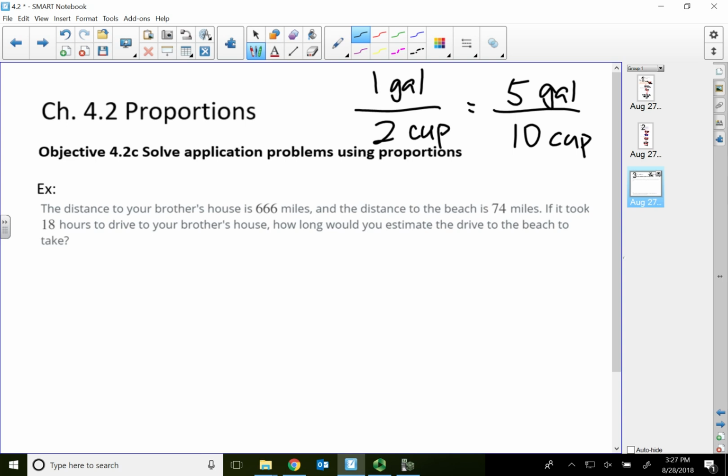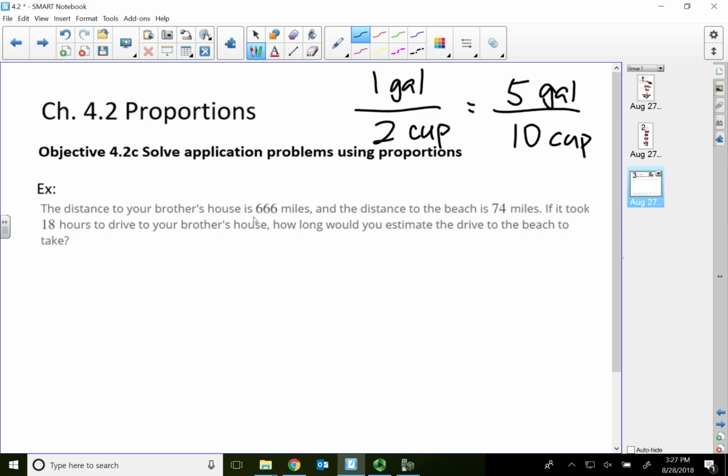So same thing here. My example that I'm showing you is basically giving you a rate to start out with, then asking you how many cups I need to find. So word problems involving proportion will either give you a ratio to start out with, or it will give you a rate to start out with. Just like this particular example.